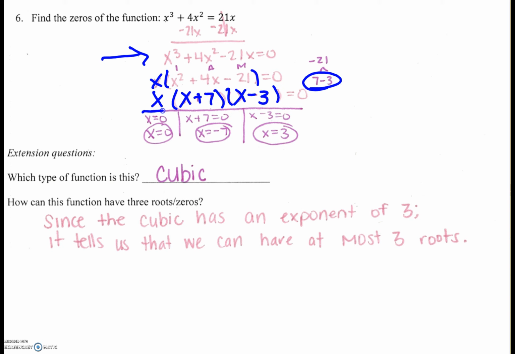Like always, we set every single factor equal to 0. So our first one, x equals 0, that's already solved for. In the middle, we have x plus 7 equals 0. So when I subtract 7 over, we get x equals negative 7. And then on the right, when I add 3 over, I get x equals 3.